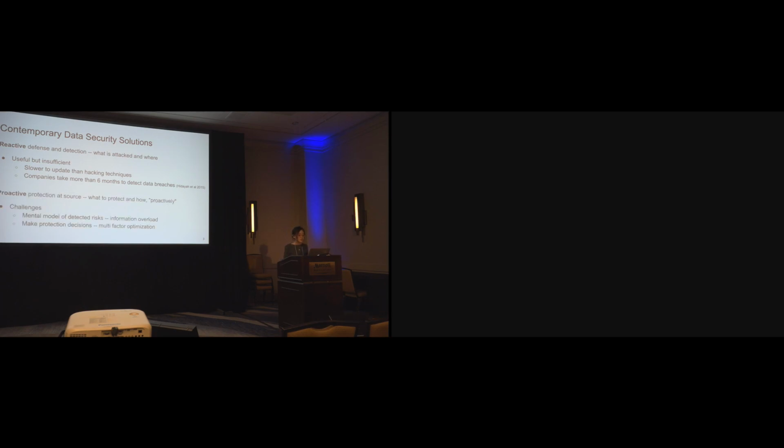So recently there is a new domain called proactive data protection at source. It relies on data security analysts to read the flagged risk of their data properties, decide what to protect and how proactively. The challenges are now how do the data security analysts develop a mental model of the complicated risk information to overcome the information overload, as well as make protection decisions to consider multiple factors such as the protection goals and the available resources they have in the organization.